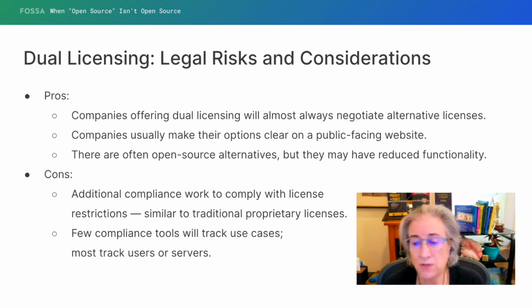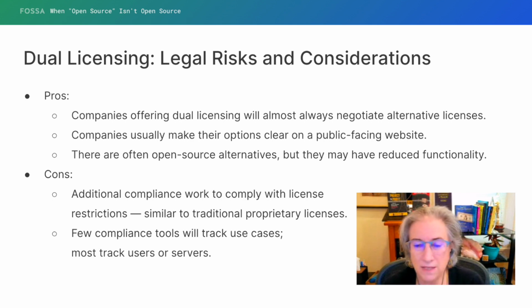When companies do a dual licensing model, they almost always make those options clear on a public-facing website because they want people to know that there's an option to negotiate commercial licenses, and they want people to come to them. So companies that do that are well served by making the choices clear. And when I work with clients in my law practice who are doing dual licensing options, I strongly recommend that they make it as clear as possible, because that's one way they're going to generate business for their companies.